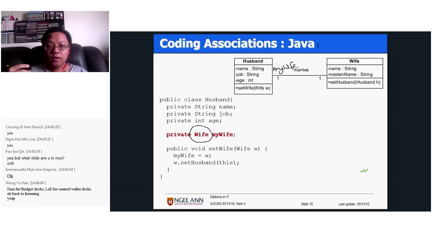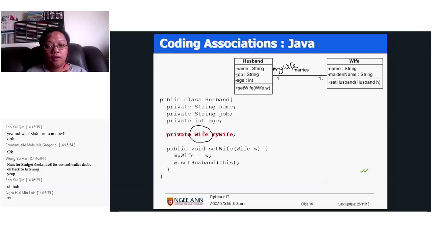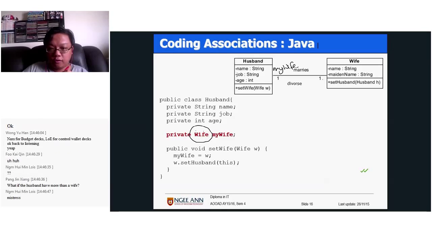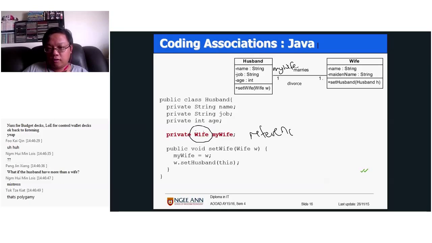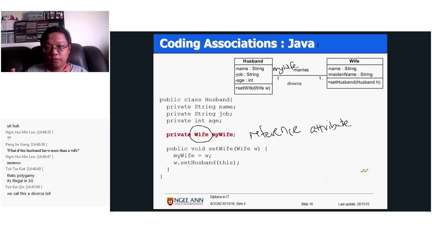Okay. So in quizzes and common tests, if we give you a class diagram like this with associations, obviously in order to code it, you have to create an attribute that corresponds to that association. We call this a reference attribute. Is that alright? A reference attribute is just an attribute that corresponds to an association. Any questions so far?